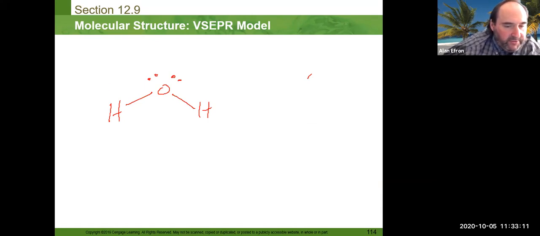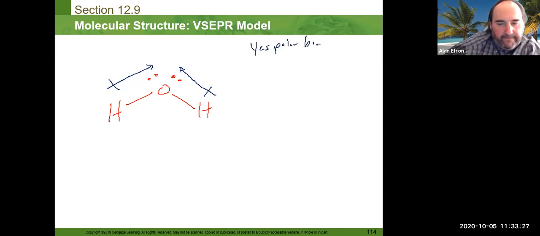So if we drew our arrows, they would head towards the oxygen here, meaning the oxygen is more negative than the hydrogen. Now, in this particular case, it does have polar bonds. So yes to polar bonds, like we were talking about before. The next thing we want to look at is the central atom and the geometry here.